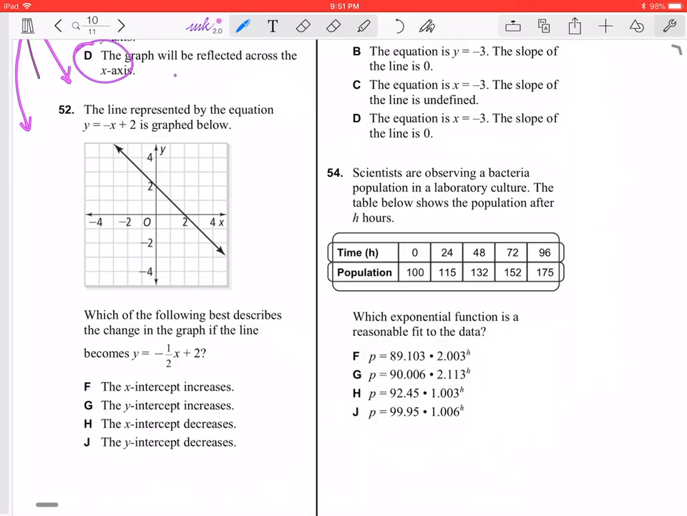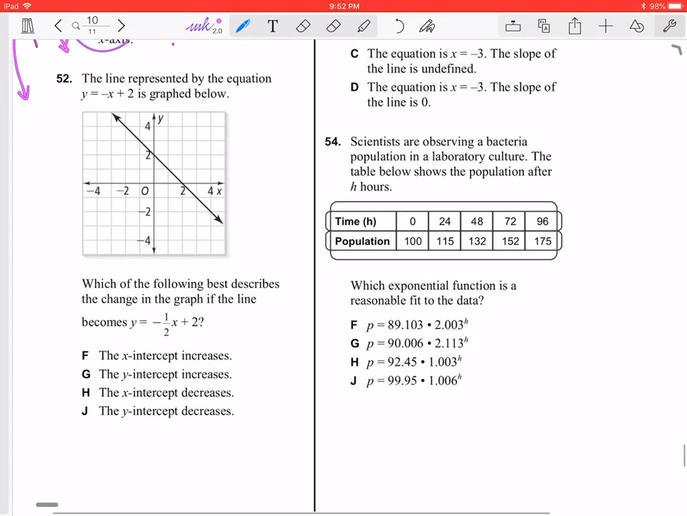Number 52, the line represents the equation of negative x plus 2 graphed below. Which of the following best describes the change in the graph if the line becomes y is equal to negative 1/2 x plus 2? So we did not change the sign. That still is negative. But the a value, we went from 1 to 1/2.